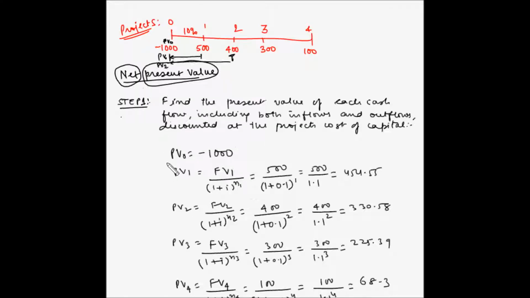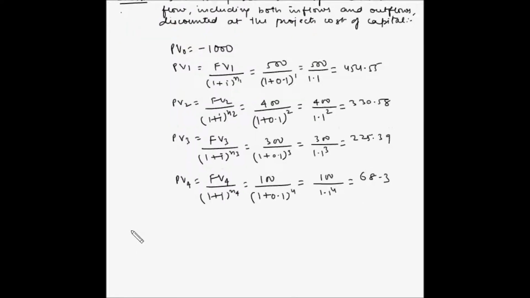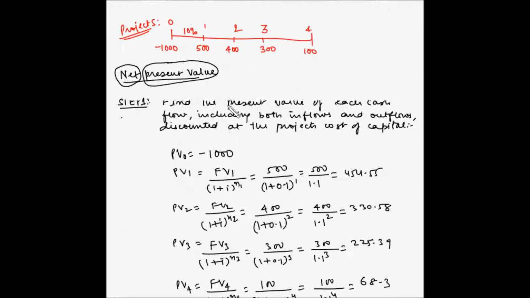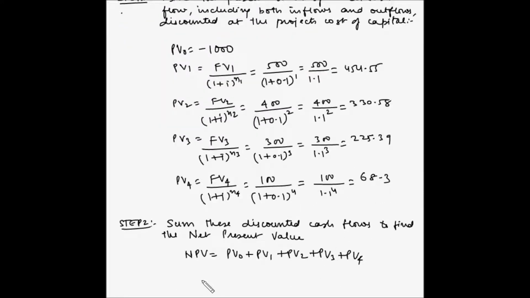So we have found out the present value of all the cash flows. Now let's move to step number 2. Step number 2 is to sum these discounted cash flows to find the net present value. So basically NPV is equal to PV0 plus PV1 plus PV2 plus PV3 plus PV4. So basically we have to sum up all these values.